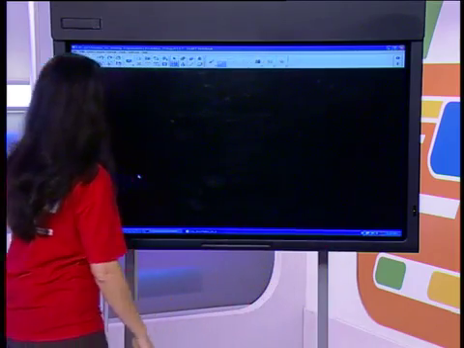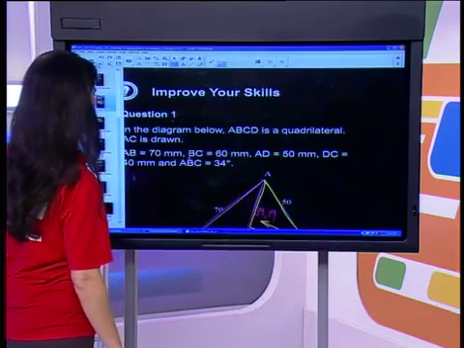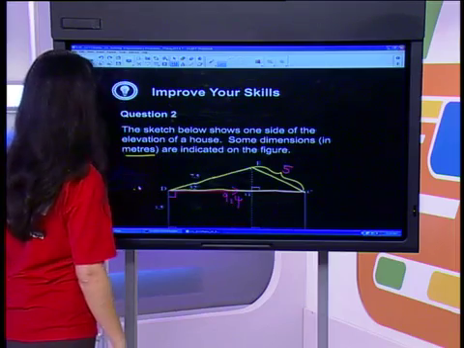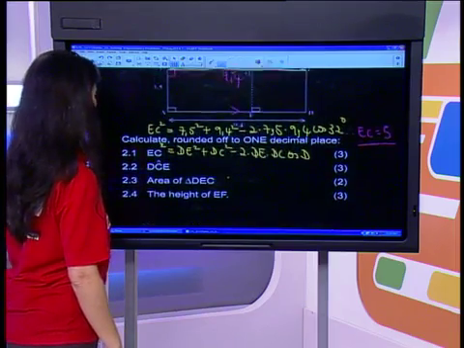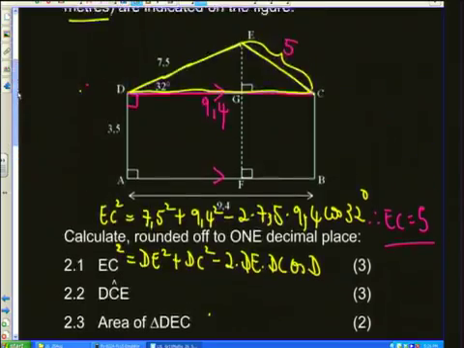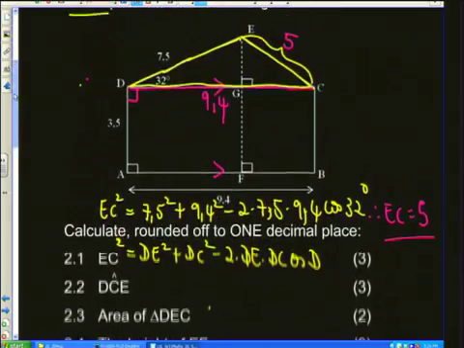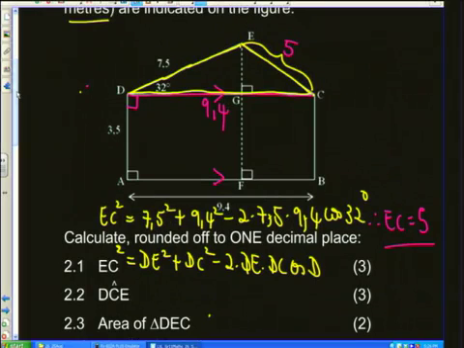Right, grade 11s, let's get back to the house question. We were finding the length of EC. We found that it was 5. Let's carry on and find the next little bits. Let's find where our question is. There we go. We found that, so now we need to find DCE. Who is DCE? It's this angle over here.